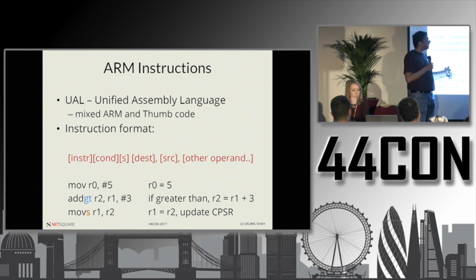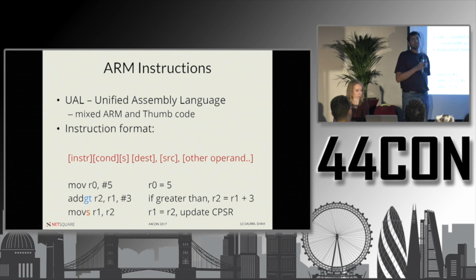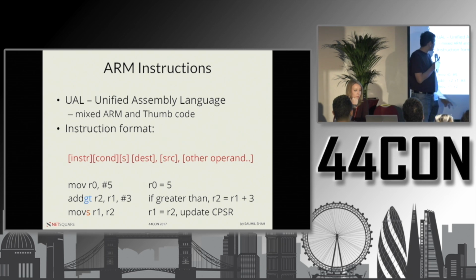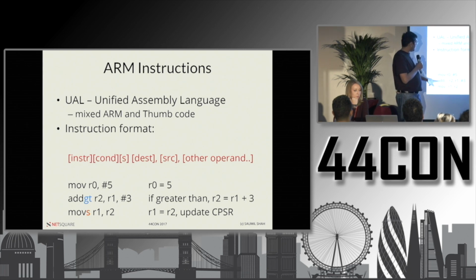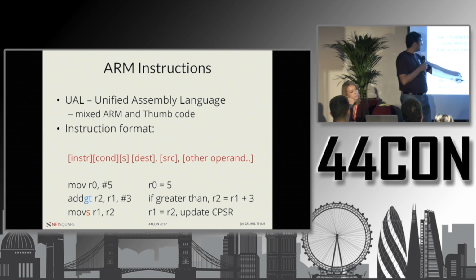Some instructions will have multiple operands. Typically Intel always has 2 operands. ARM instructions may have 2, 3, 4, or sometimes even 5 operands. And the way you read them is from left to right. For example, here's another instruction. Forget the GT part. Add R2, R1, hash 3. The way you read it is R2 equals R1 plus 3.